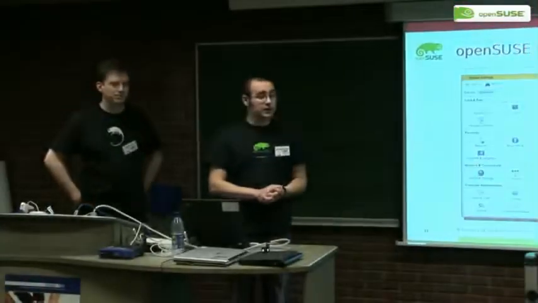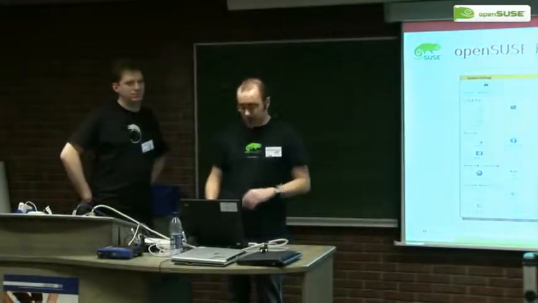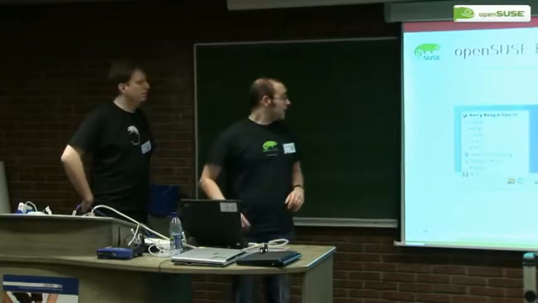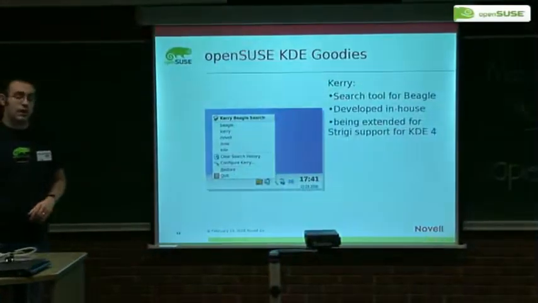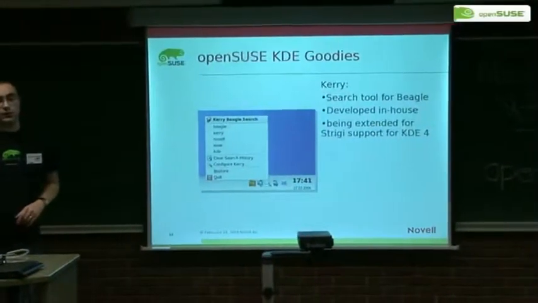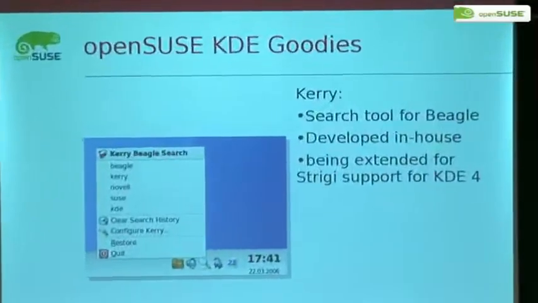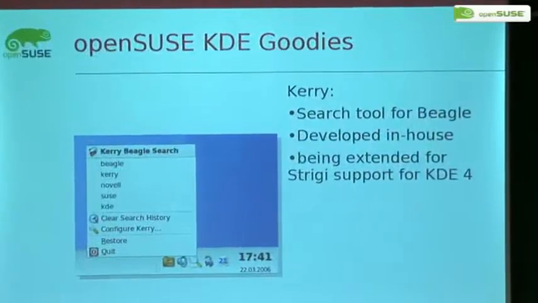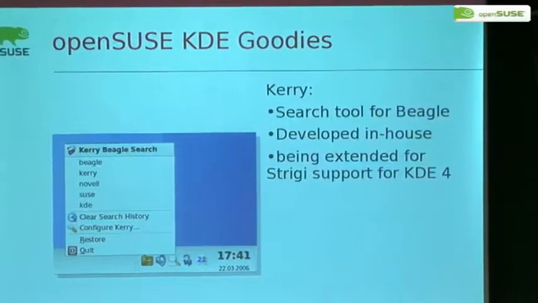And whatever you see in the general talk, remember, you'll see it best produced on OpenSUSE. So, Kerry, it's the desktop search tool for Beagle. That is being extended now for Strigi for KDE 4. Stefan Ben is working on that. And that means that you'll be able to use the same search tool using either a Beagle or a Strigi search backend. So all of the high-performance searching you've heard about that Strigi offers will be supported by Kerry.